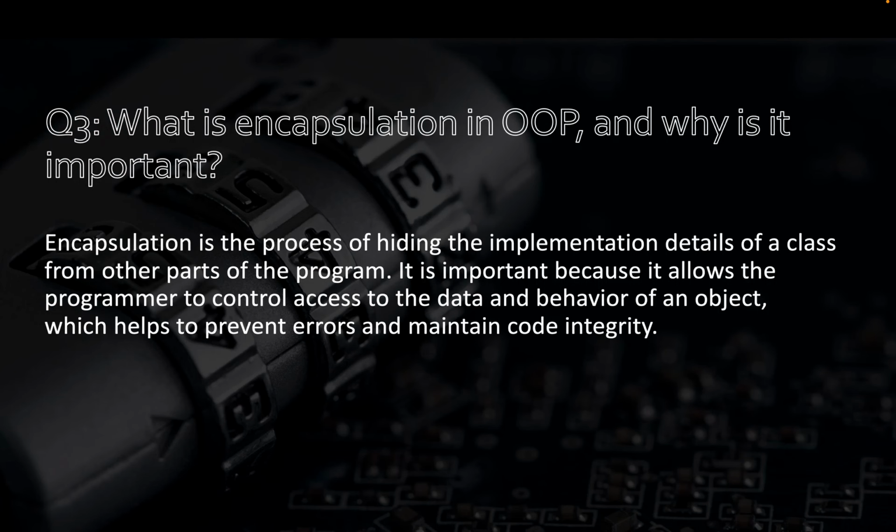Question number 3. What is encapsulation in object-oriented programming and why is it important? Encapsulation is the process of hiding the implementation details of a class from other parts of the program. It is important because it allows the programmer to control access to the data and behavior of an object, which helps to prevent errors and maintain code integrity.